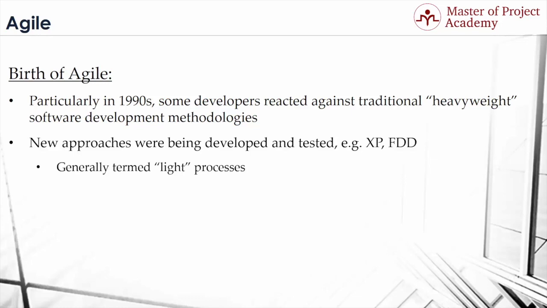As the name implies, features are an important aspect of FDD. A feature is a small, client-valued function expressed in the form action, result, object. For example, calculate the total of a sale, validate the password of a user, and authorize the sales transaction of a customer. Features are to FDD as use cases are to the Rational Unified Process, or RUP, and user stories are to Scrum. They're a primary source of requirements and the primary input into your planning efforts.